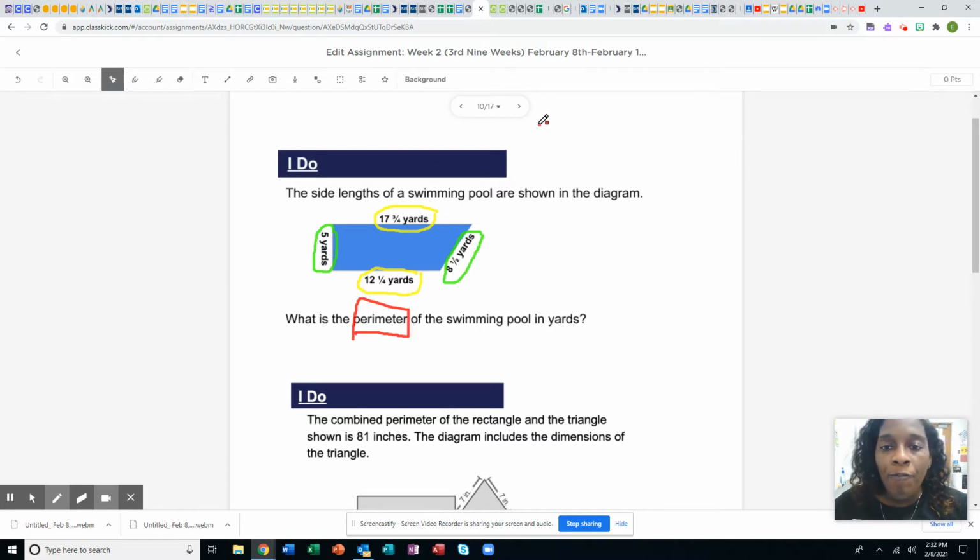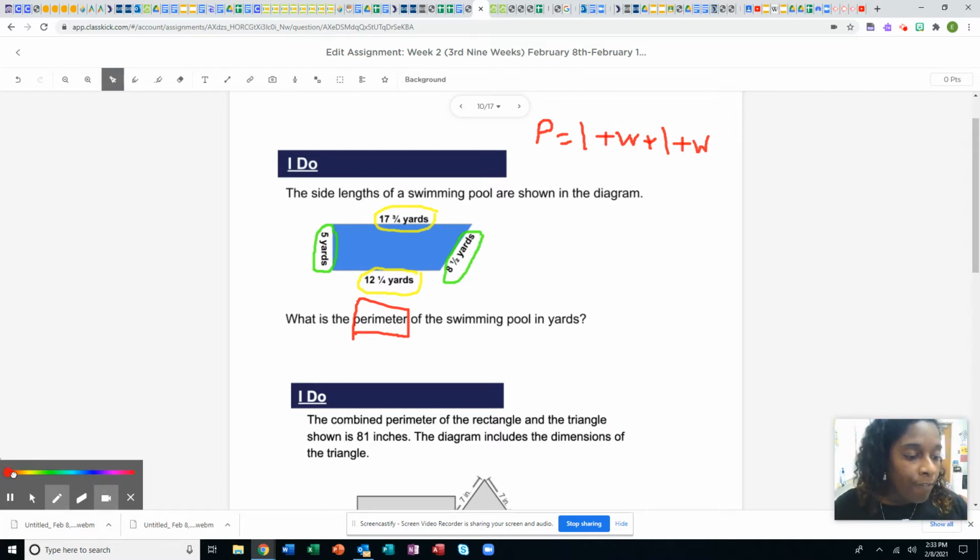Our formula for perimeter is P equals L plus W plus L plus W. Okay, so what we are going to do is solve for this expression here, which means we're going to plug these in. So our length 17 and 3/4 and 12 and 1/4. I notice that these are both fractions, so we are going to solve for a fraction.